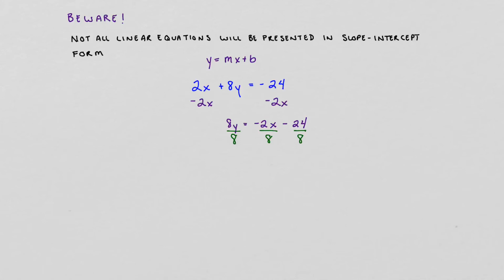So this is going to give me the result of y is equal to, well, -2 over 8 can be reduced down to -1/4, and then -24 divided by 8 would give me a -3. Notice now I have this in slope-intercept form, and I can quickly graph this. I can start at -3 on the y-axis and then go down 1 and then to the right 4. And then I can keep plotting points in that way.